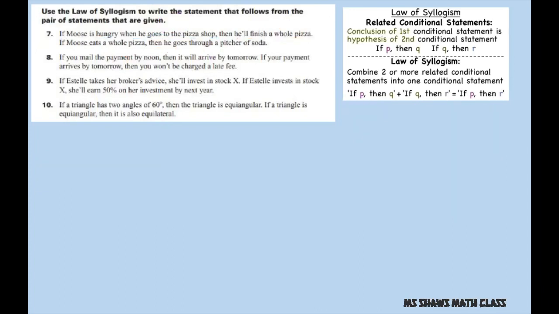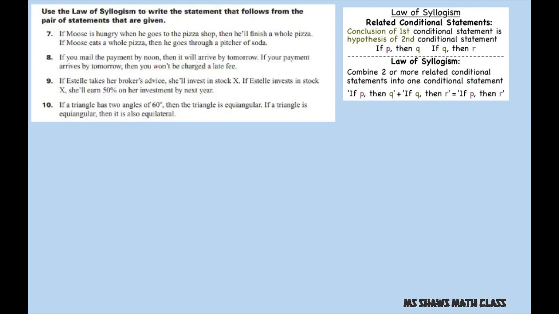So let's look at the next one, see if I can squeeze it in. If you mail the payment by noon, then it will arrive by tomorrow. So that's if P, then Q. If your payment arrives by tomorrow, then you won't be charged a late fee. So what we want to write is if you mail your payment by noon, then you won't be charged a late fee. So the 2 things you're going to write down is this statement and then this statement for your if P, then R.